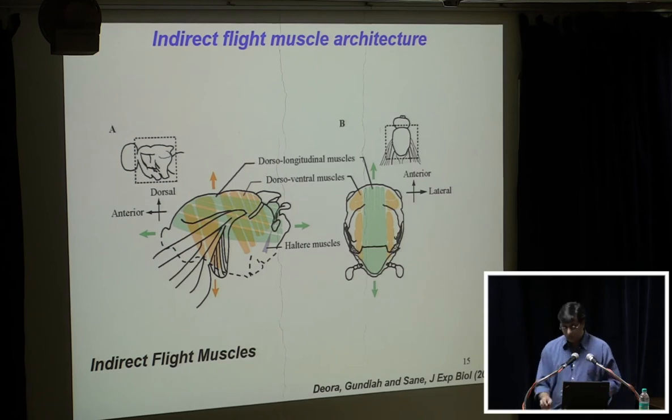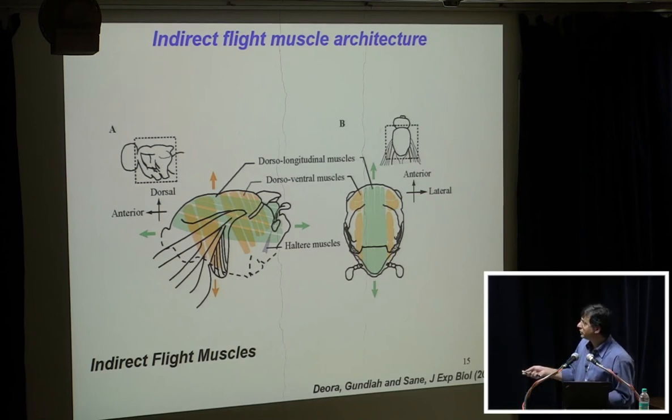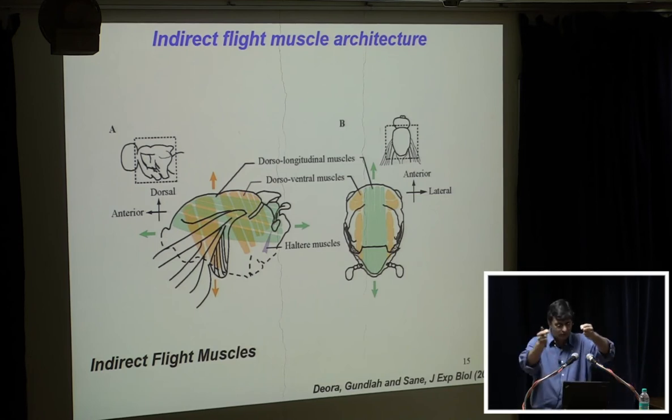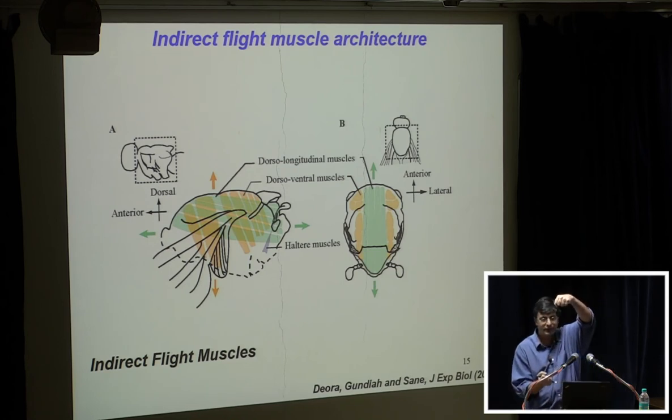These are an antagonistic set of muscles, just as we have flexors and extensors. The flexors do the opposite of what the extensor does. Similarly, you have these dorsal longitudinal muscles and the dorsoventral muscles. So now if these contract, the thorax is going to be pulled in, and if the thorax is pulled in, these dorsoventral muscles are going to be extended, correct?